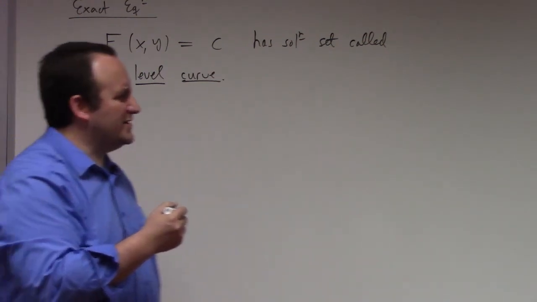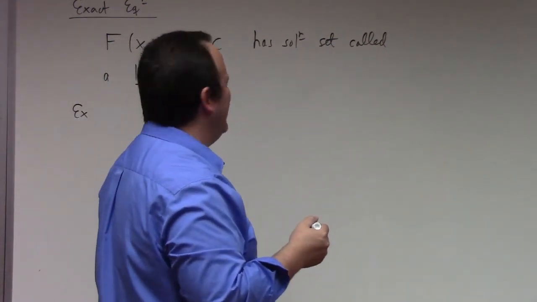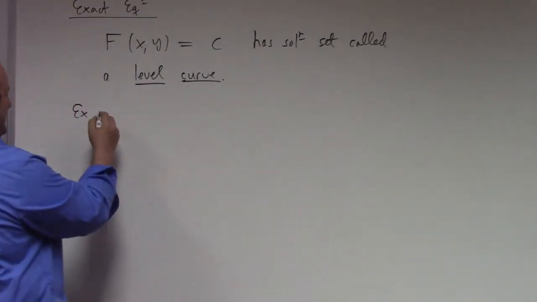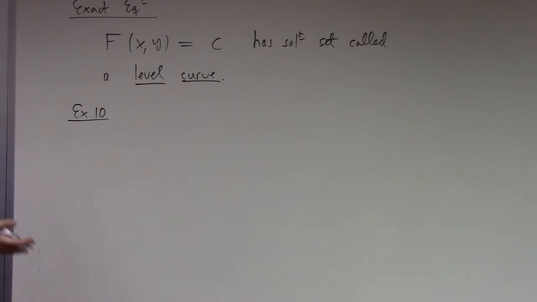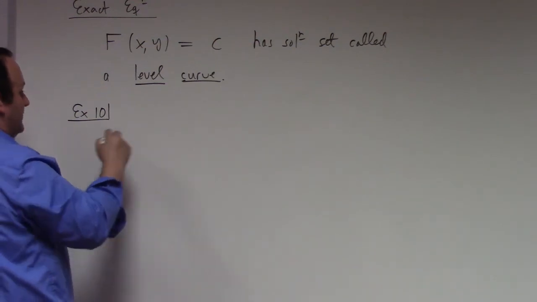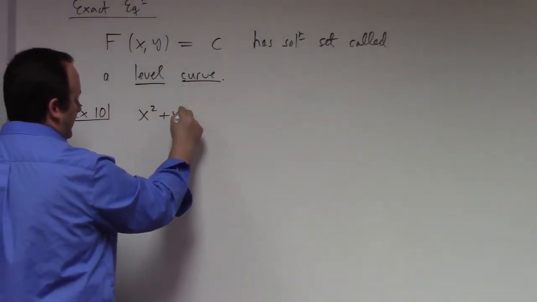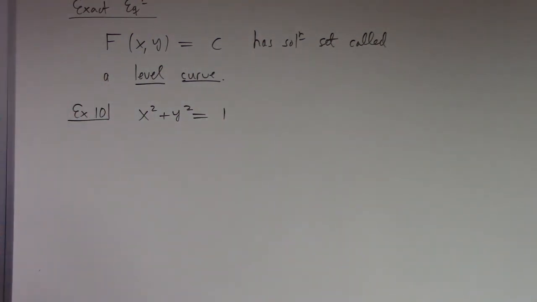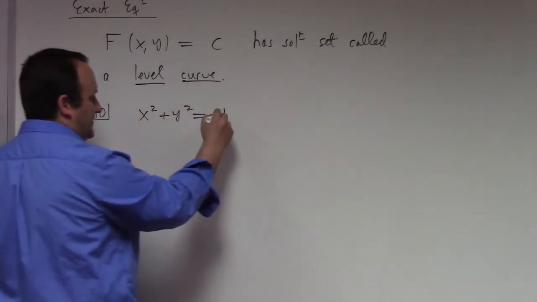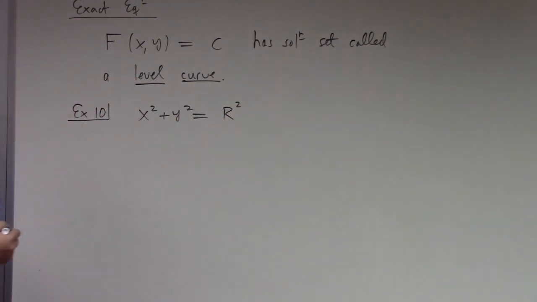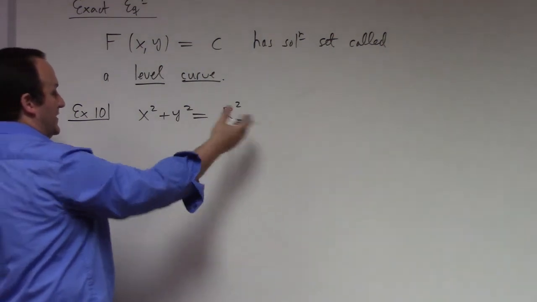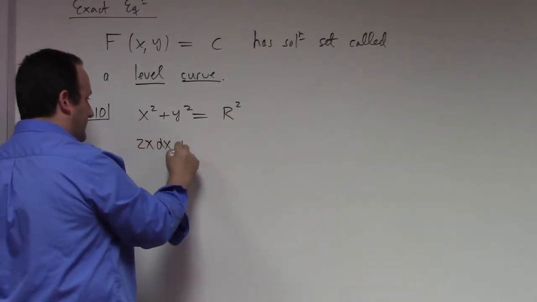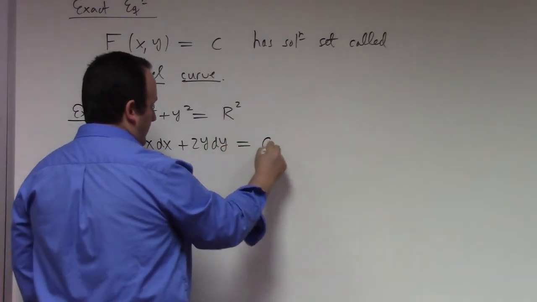I don't know what example I'm on at this point. Let's just call it example 10. I probably missed a couple of examples, but you guys will deal, right? So example 10. So if I had, for example, x squared plus y squared equals 1, right? I mean, oh heck, you can make this r squared. Same song and dance. These are circles, right? If you take the total differential of this, what do you get? You get that, right?